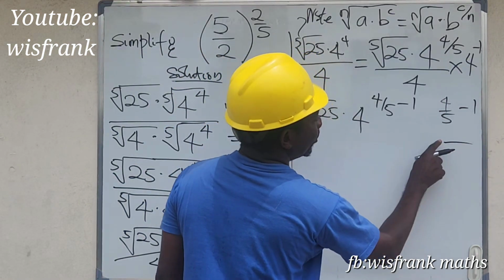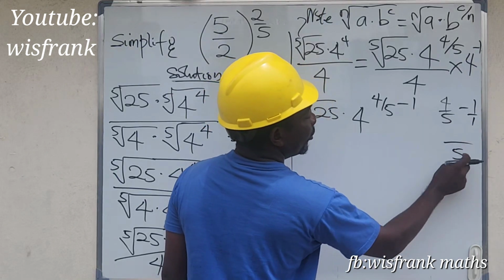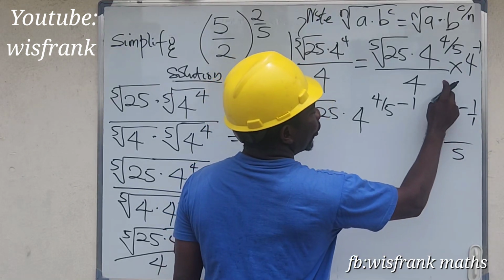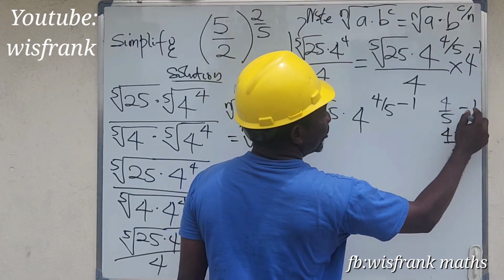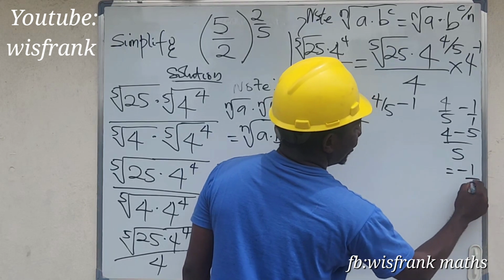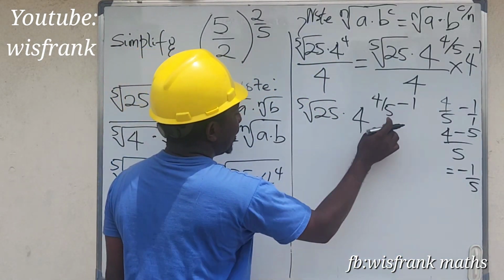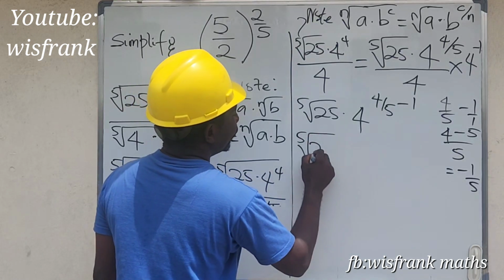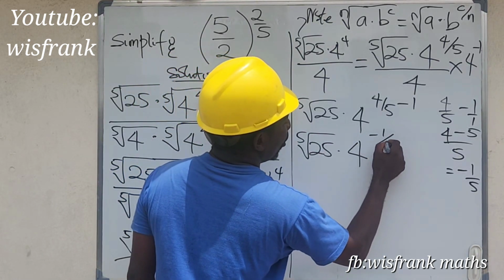So taking the LCM of 5, this is like 1 all over 1, 5. 5 divided by 5, 1. 1 times 4, we have 4 minus 5 divided by 1, 5. 5 times 1, we have 5. So this will become minus 1 all over 5. So 4 all over 5 minus 1 is the same thing as the 5th root of 25 times 4 raised to the power of minus 1 all over 5.